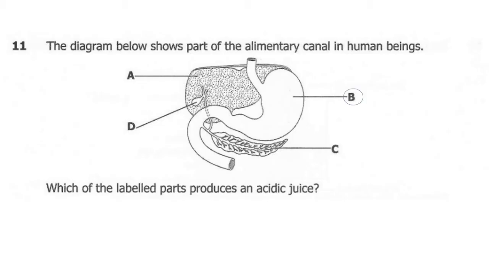The correct answer here is B, the stomach. The stomach will produce a gastric juice. Gastric juice contains hydrochloric acid, so that's why it is an acidic juice. Well done, chat. So that is the correct answer. We move on to the next question.